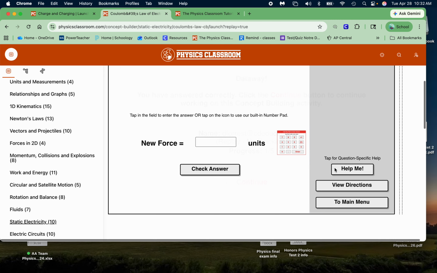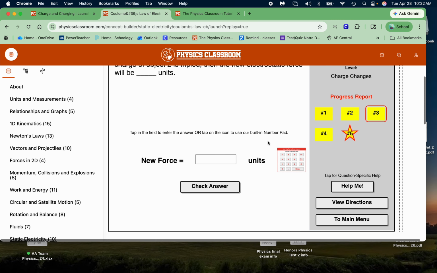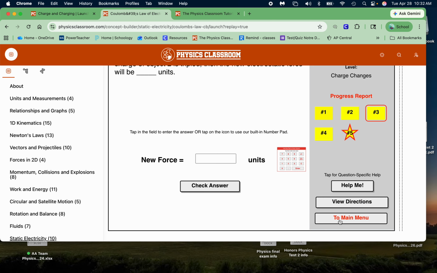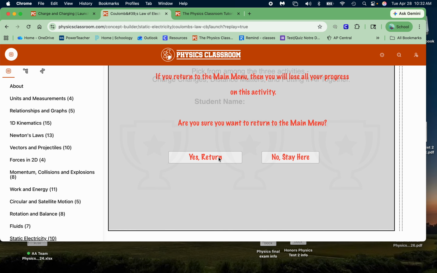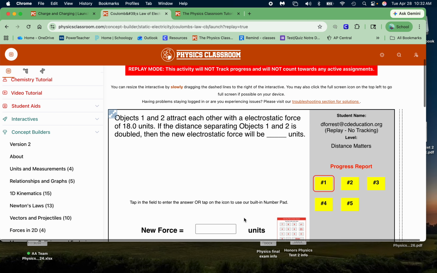So again, these are all kind of like that. This one's halved and tripled, and so forth. And again, you can go to the help menus, view directions. I'm going to go to the main menu. And now think about the distance.